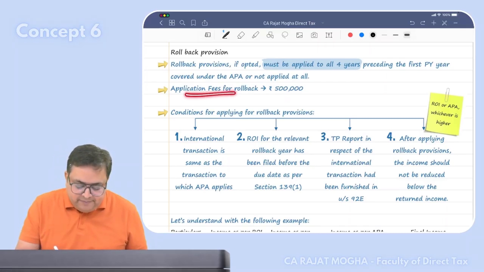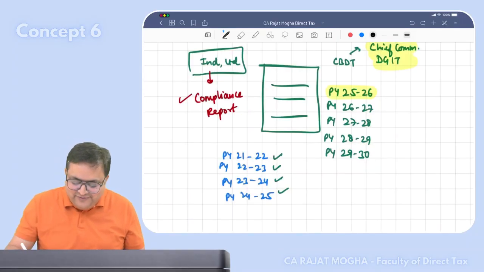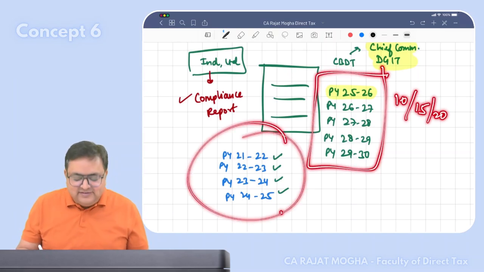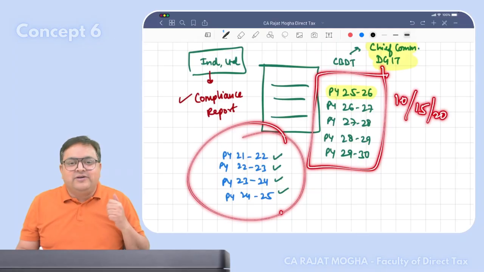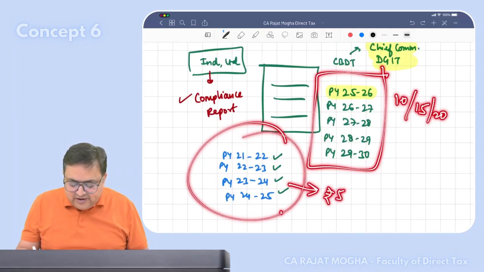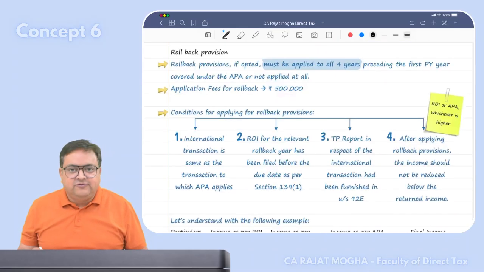Now, application fees for rollback. Sir, we have already paid application fees. That is the application fees you have paid, 10 lakh, 15 lakh or 20 lakh as the case may be, for these years. We need fees for these years also. Income tax officers are working on your case. So they need fees for this also. So for this, they will need a fees of 5 lakh rupees. Correct?